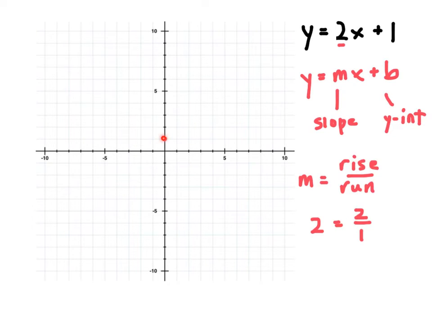I'll start at my y-intercept, I will move up 2 units and 1 unit to the right, and then I'm going to graph another point there. So I'm going to go ahead and plot a point right here at 1, 3.